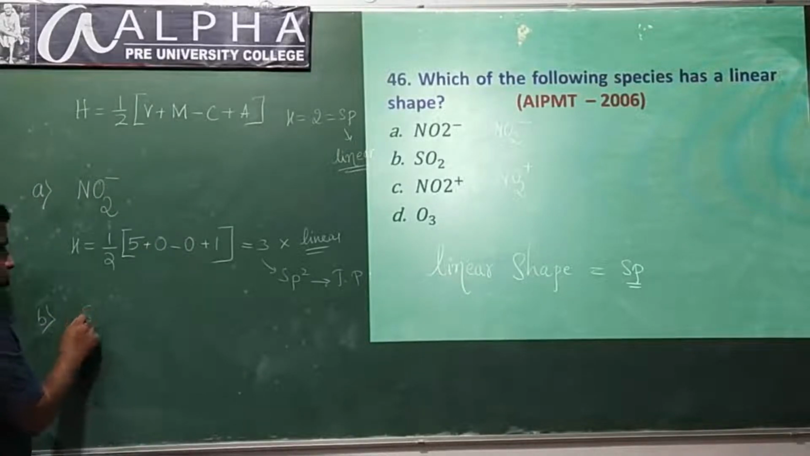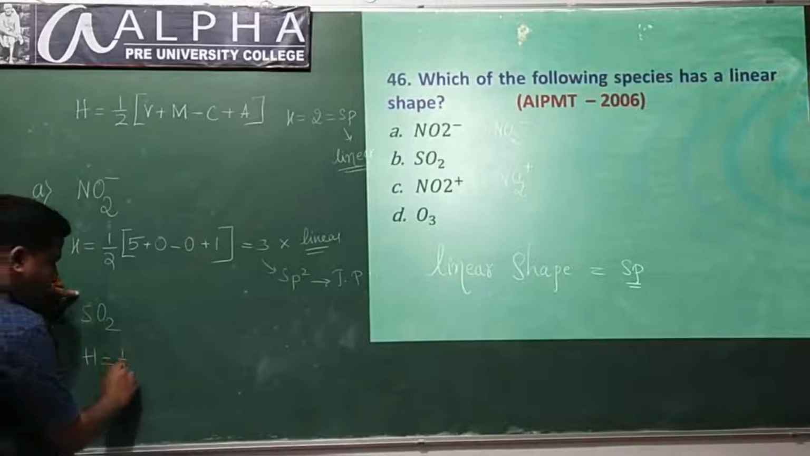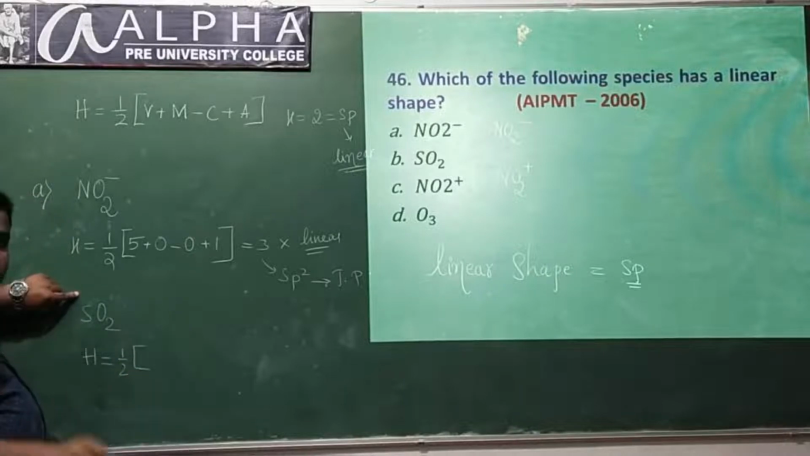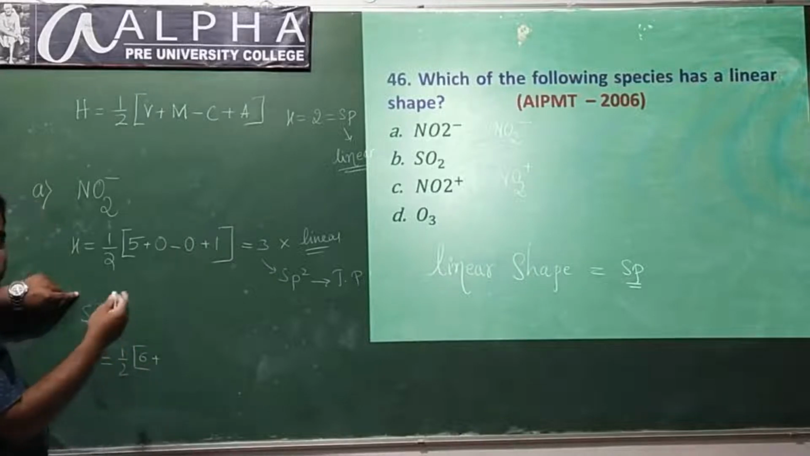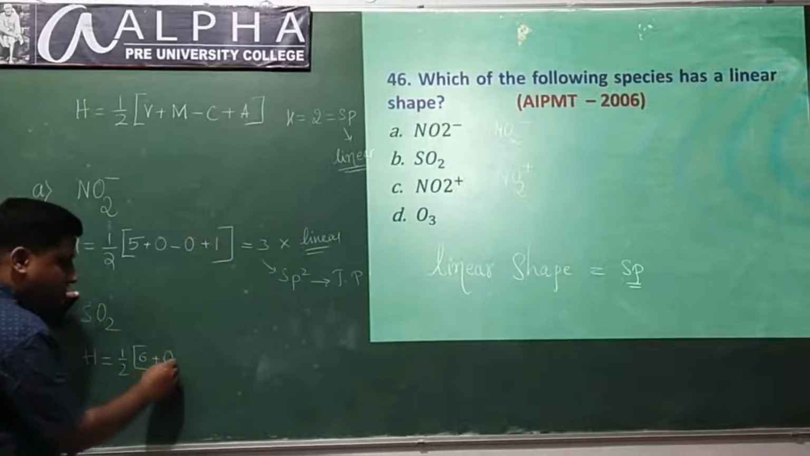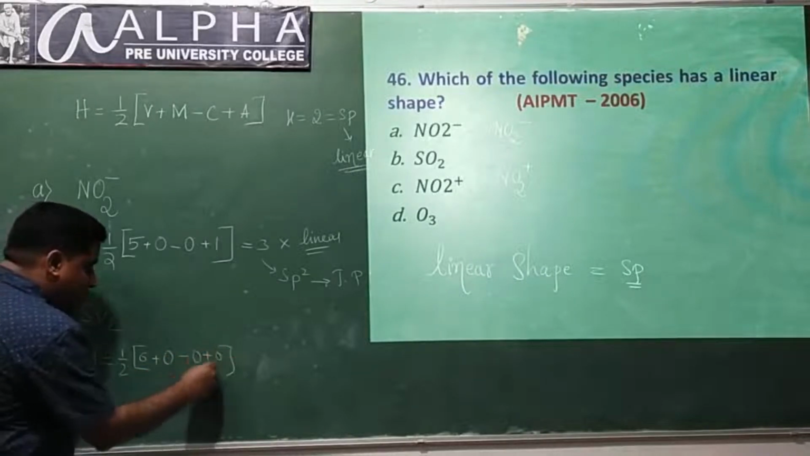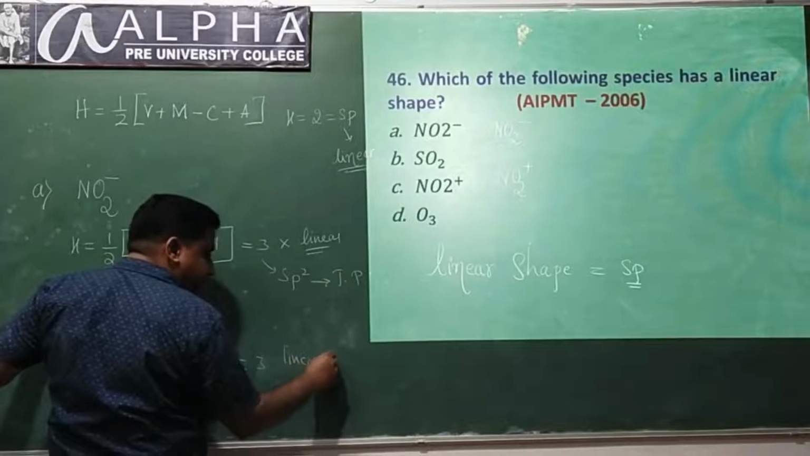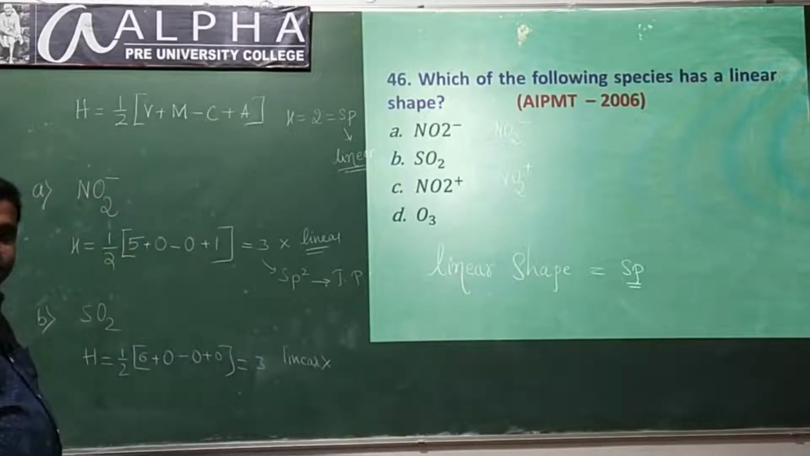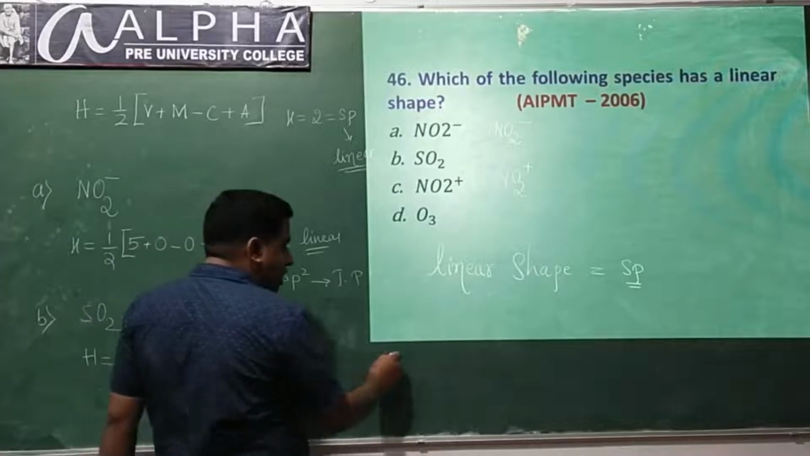Next option. Let us take SO2 and calculate the hybridization. Here sulfur is less electronegative than oxygen. Sulfur belongs to the 16th group, 6 valence electrons. Number of monovalent atoms is 0, because oxygen is divalent. Positive charge is 0. Negative charge is 0. So half of 6 is again 3. 3 means it is not linear. Is that correct? Simple.